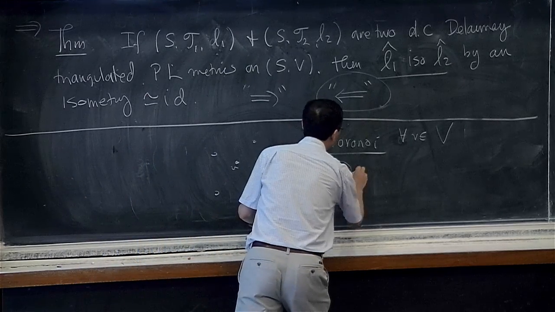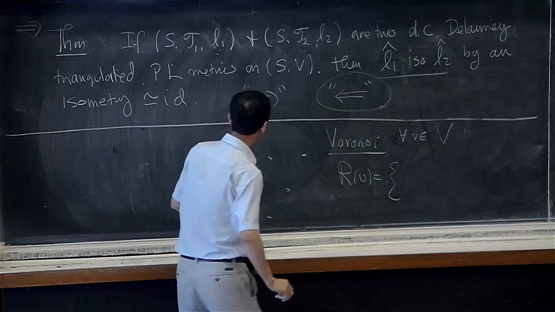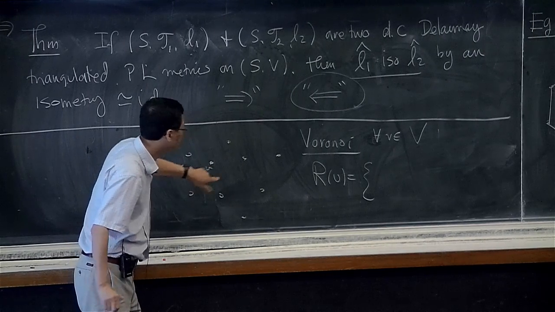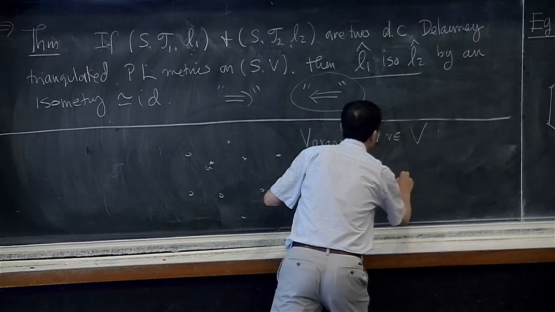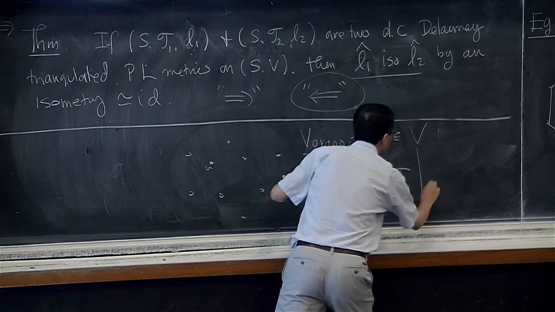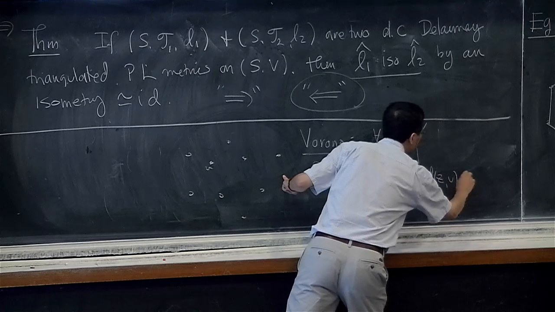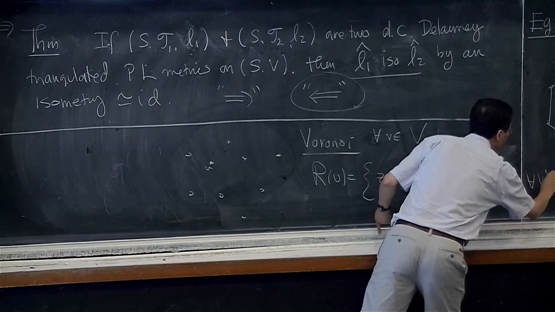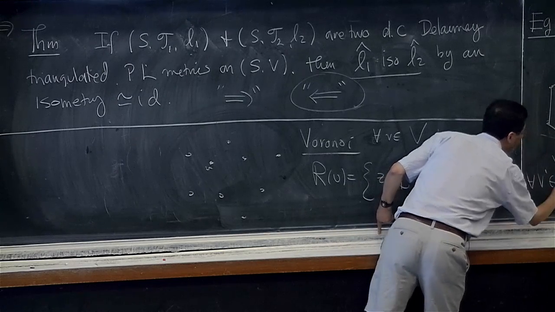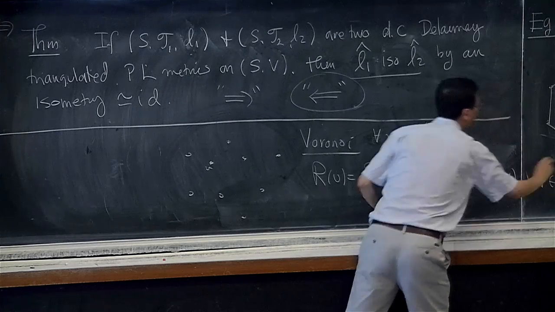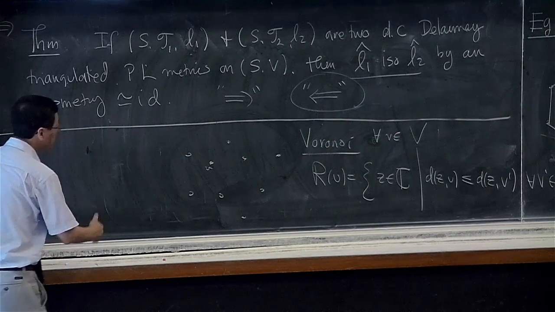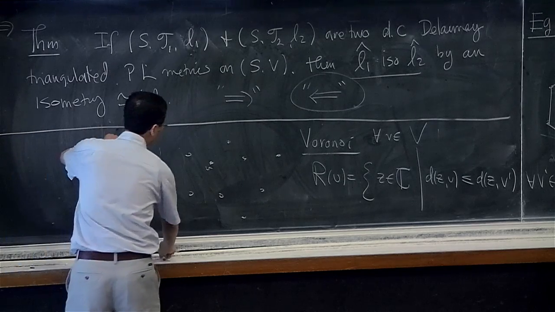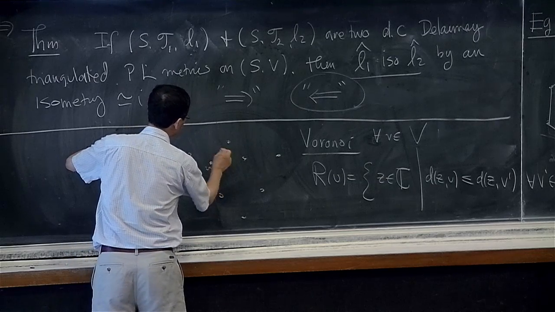So this is R of V, equal to the set of all points Z in the complex plane whose distance from Z to V is less than or equal to the distance from Z to V prime, for all V prime in V. Given any discrete set in a plane, that will produce a natural cell decomposition of it.